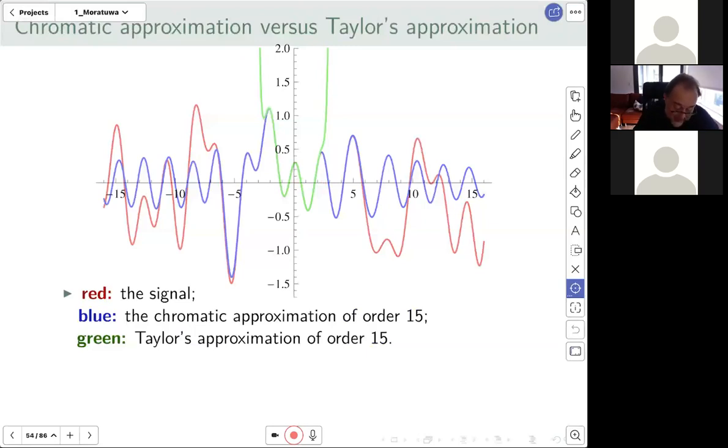Blue, on the other hand, is the chromatic approximation of the same order. And you can see that it is accurate over about twice as long an interval as the Taylor formula, and instead of exploding, it just gently wavers and dies down when you move away from the point of expansion.